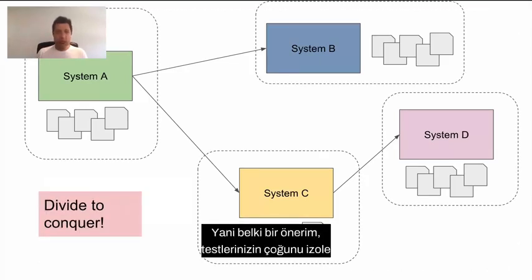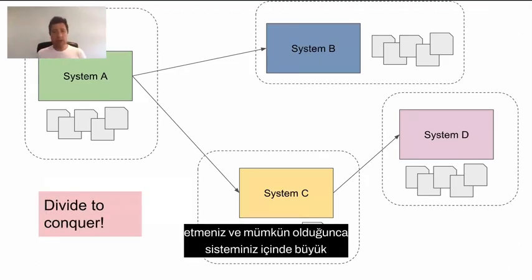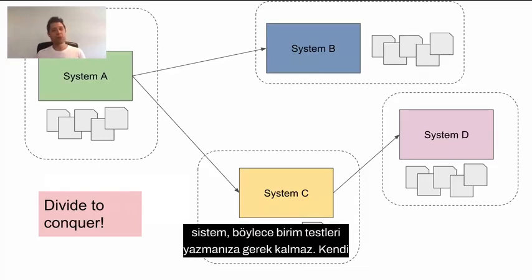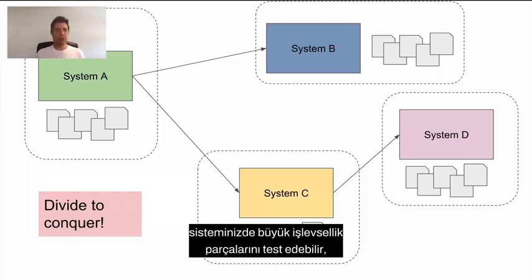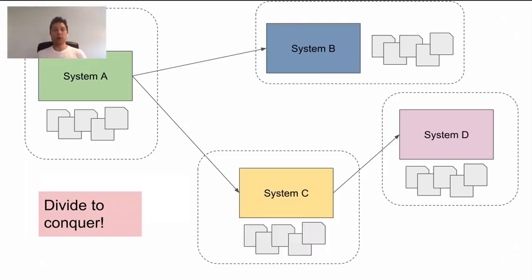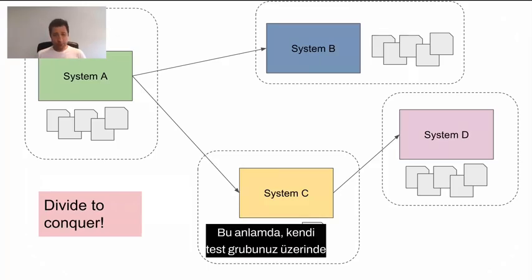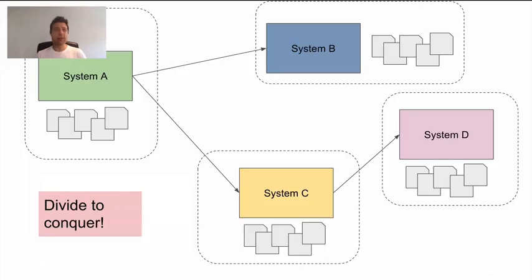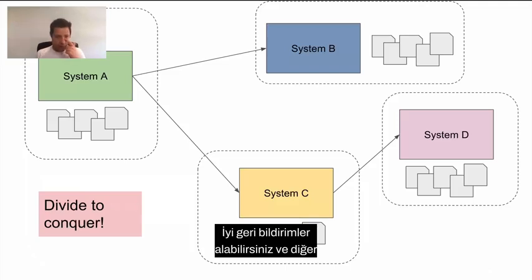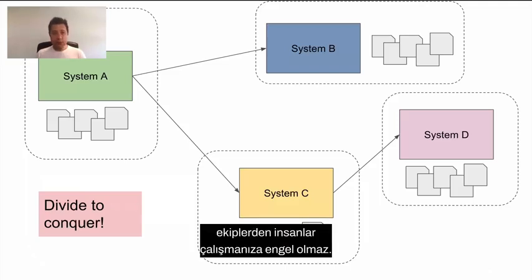So maybe a suggestion would be, a lot of your tests, make them isolated, make them as big as possible within your system A, the system you have control over, right? So you don't have to write unit tests, you can test large pieces of functionality in your own system, but you can still mock system B, you can still mock system C. So in this sense, you still have control over your own test suite. B and C will never break you. And that gives you good pre-merge tests. They run very fast. You can get good feedback, and people from other teams will not prevent you from working.